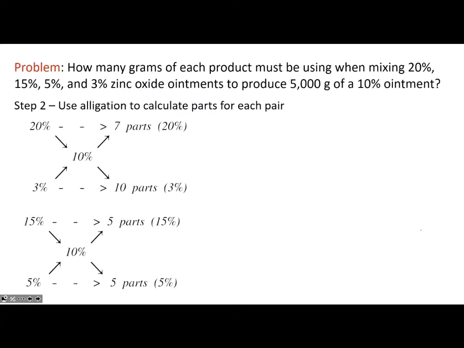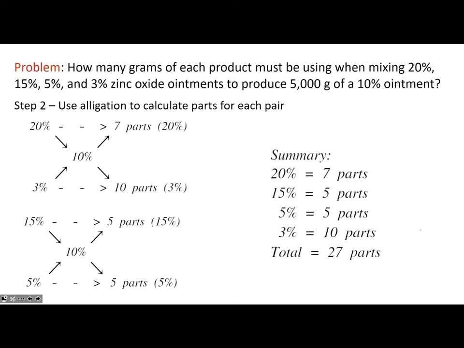All right? So let's just summarize all that. I have 4 unique ingredients, so I know I need 7 parts of the 20%, 5 parts of the 15, 5 parts of the 5, and 10 parts of the 3. Okay? You see where all that comes from? I just want to make sure you realize all I'm doing is summarizing from the alligations. Here's this one down here. That one goes up here. This one comes over here. And then let's add all those up. Plus, plus, plus. What does all that equal? 27. So 7 plus 5 plus 5 plus 10 gives you 27 total parts.